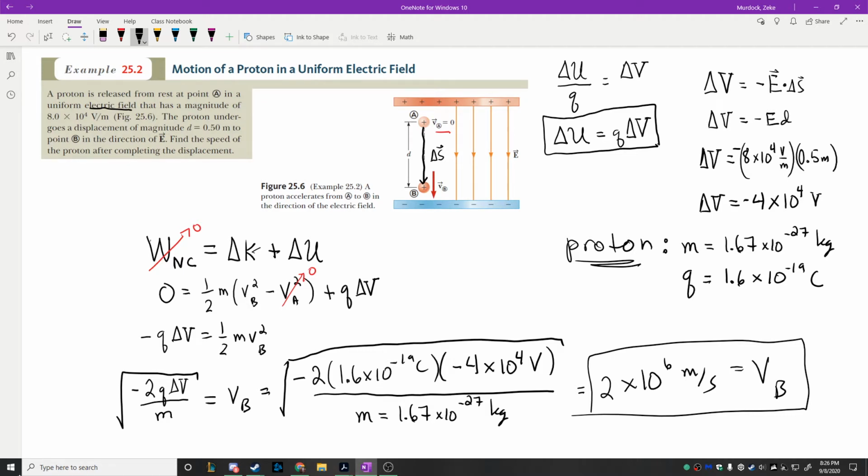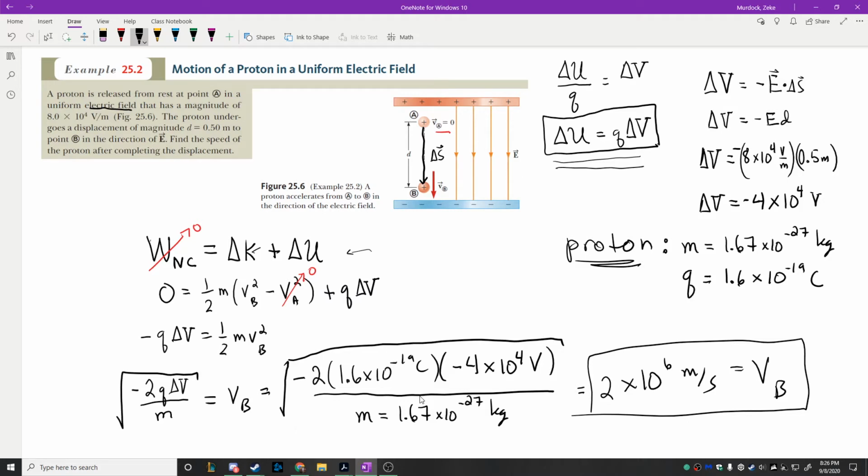All right, there's a pretty simple problem. You're going to have problems like this on your homework. Any questions? Just remember this connection here, and remember that you can use energy to solve these problems. Okay, do other people agree that you get 2 times 10 to the 6th meters per second?